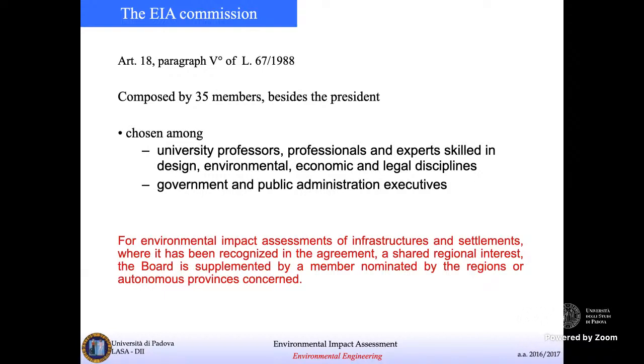So essentially, the Environmental Impact Assessment Commission is the body charged by the Ministry of Environment to follow the whole procedure, and it is the counterpart with which the environmental engineer shall discuss in order to carry out the environmental impact assessment procedure and to get a positive judgment of environmental compatibility for my project.